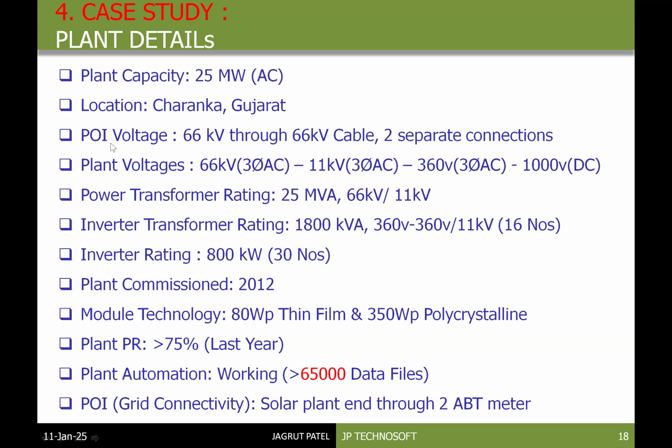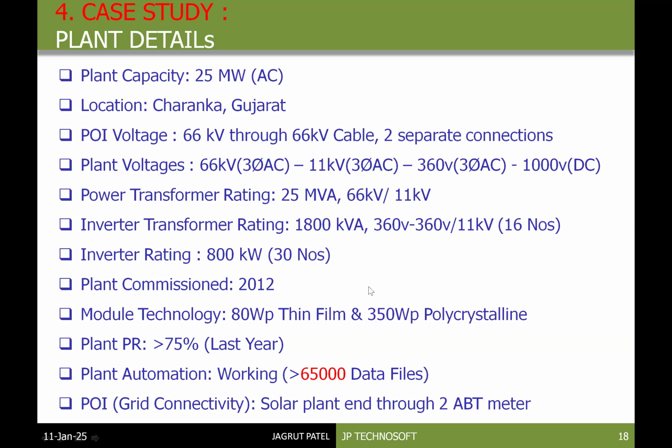Their connectivity, POI voltage was 66 kV through 66 kV cables. It has these voltage levels: 66 by 11 kV transformers, then 11 by 360 volt inverter transformers, and DC was operating at 1000 volt DC. Power transformer ratings were 25 MVA. Multiple inverter transformers were there, 1800 kVA transformers. The plant was developed using 80 watt peak thin film and 350 watt peak polycrystalline solar modules.